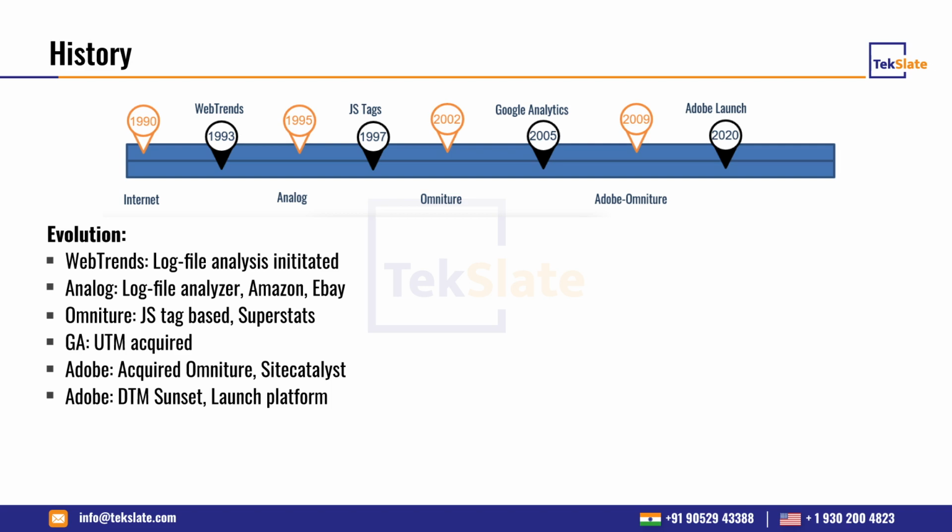Then came the era of Google Analytics, when they acquired Urchin, the UTM company, that's Urchin Tracking Module, if I'm not wrong. In a Google Analytics implementation, you can sometimes look at the URL to find a parameter called UTM. So it's still being used, and you can check for yourself. Then comes 2009, when Adobe came into the limelight after acquiring Omniture and renamed it Adobe Analytics.